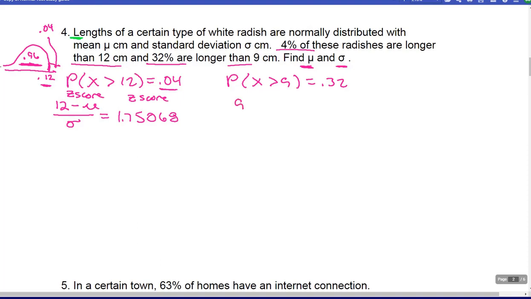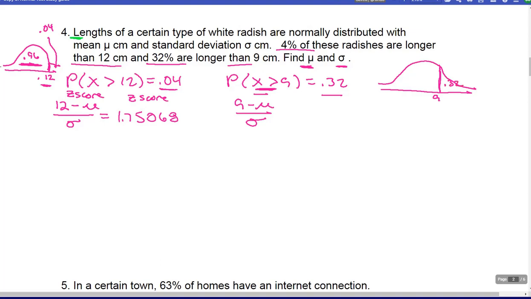Now it's 9 minus mu over sigma. So I've just converted this into a z-score. Now I've got to convert this into a z-score. And once again, I need to take a look at it. How much of the area is above my number, 9? How much of it's above it? 0.32.